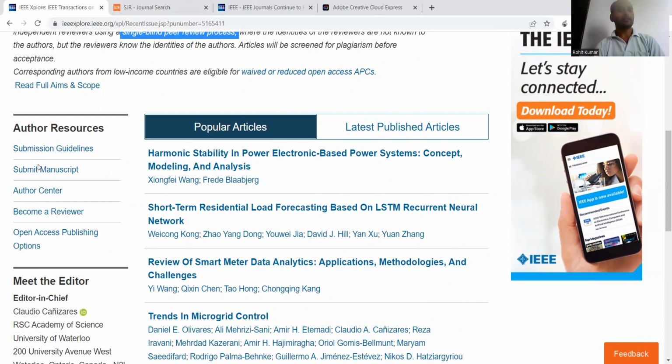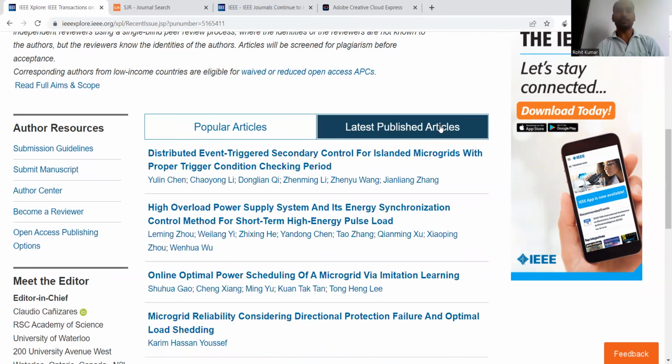Additionally, the submission guidelines, submit manuscript, author center, becoming reviewer, and open access options are listed down like any other normal IEEE journal. And the popular articles and the latest published articles are provided here. The role of popular and latest published articles is to offer you the key domains or the key technologies which are in focus in accordance with this particular journal or transaction.